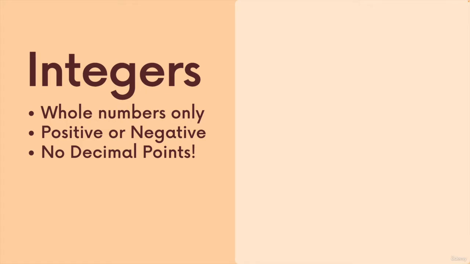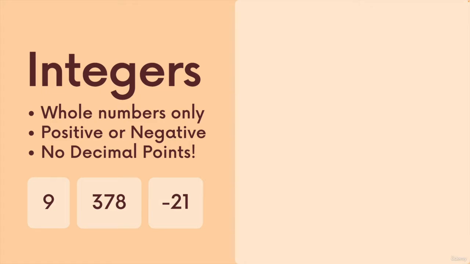Why is there a distinction? Well, integers are for whole numbers only, so no decimal points. They could be positive, they could be negative, they could be really huge, they could be 0 or 1. Here are some examples: 9, 378, negative 21. Those are examples of integers.